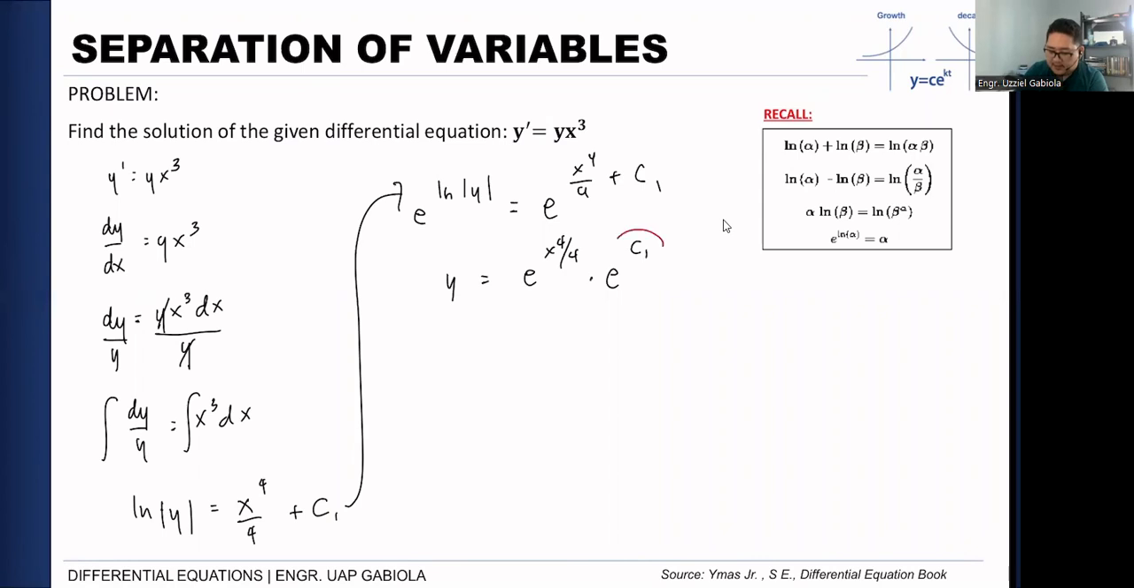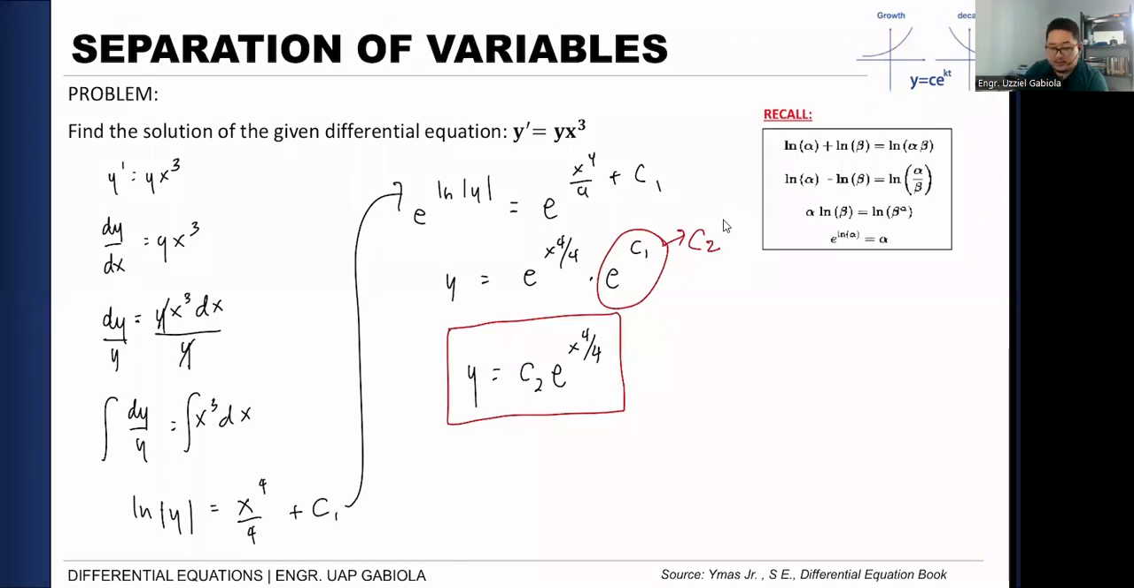Again, this can be represented as c2 na lang. So y is equals to c2 e to the x to the fourth over 4. So this will be your final answer. If you cannot do anything to it, that will be your final answer.